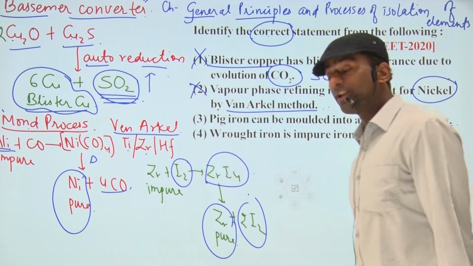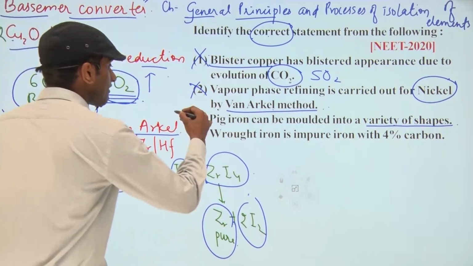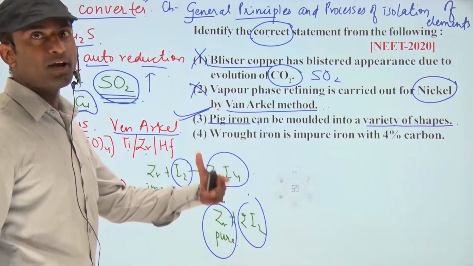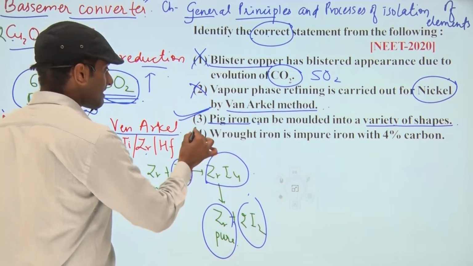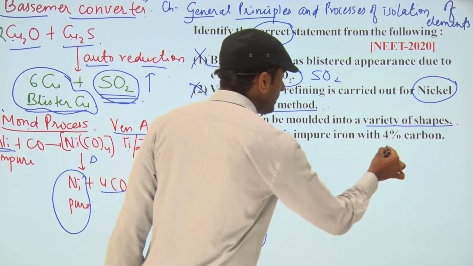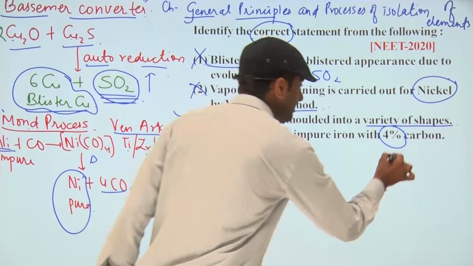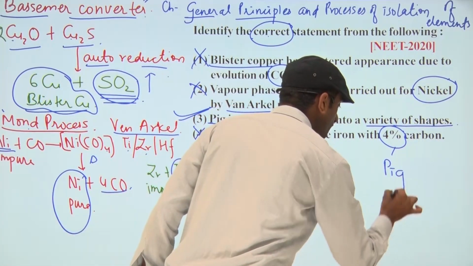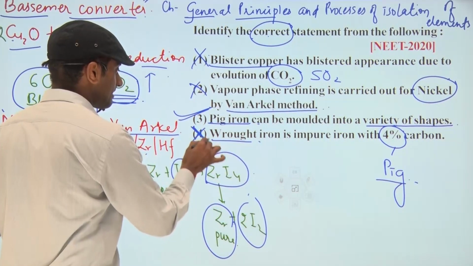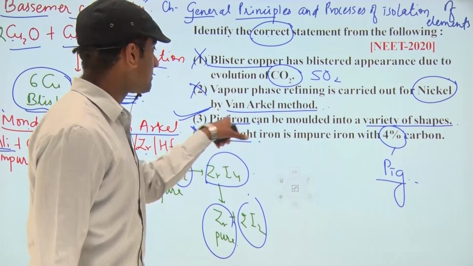Yes, students, as far as the metallurgy of iron is concerned, at the last it is written in the NCERT. This is the correct statement. Yes, we can mold pig iron into different kinds of shapes. But option 4 is again wrong. Why? Because wrought iron is impure iron with 4% carbon. As far as the 4% carbon is concerned, this is the identity of pig iron, not wrought iron. Wrought iron is the purest form. So we can say that the 4th option is incorrect. Only the correct option is the 3rd for you.